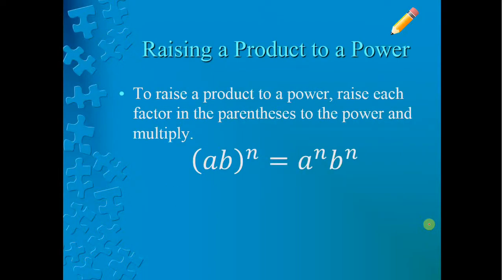Now, what if there's more than just one little thing inside parentheses? How do we take care of that? You're going to raise each factor in the parentheses, so each thing, here's a factor, and here's a factor, to the power and then multiply. So I have a times b to the n. So I'm going to go a to the n, b to the n. I like to think I give the power to every single human being inside the parentheses.